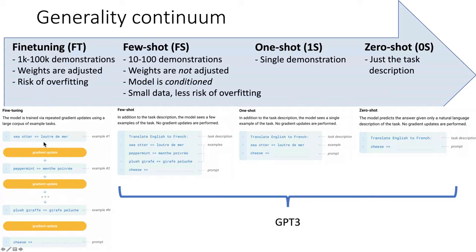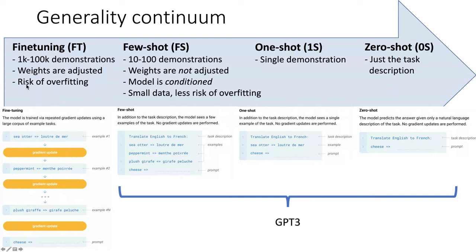And then they explain that traditionally you would show an example and then do a gradient update, show another example and then another gradient update, etc. So typically fine-tuning uses between 1,000 and 100,000 demonstrations. By demonstrations, they mean just labeled examples. And then the weights are adjusted.